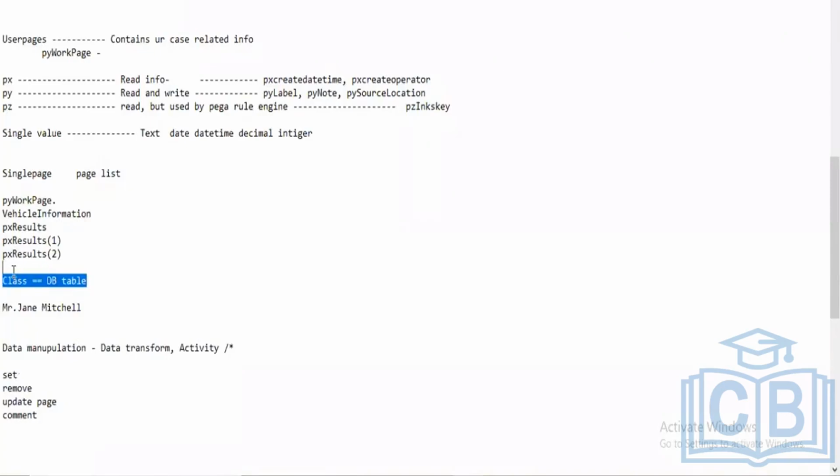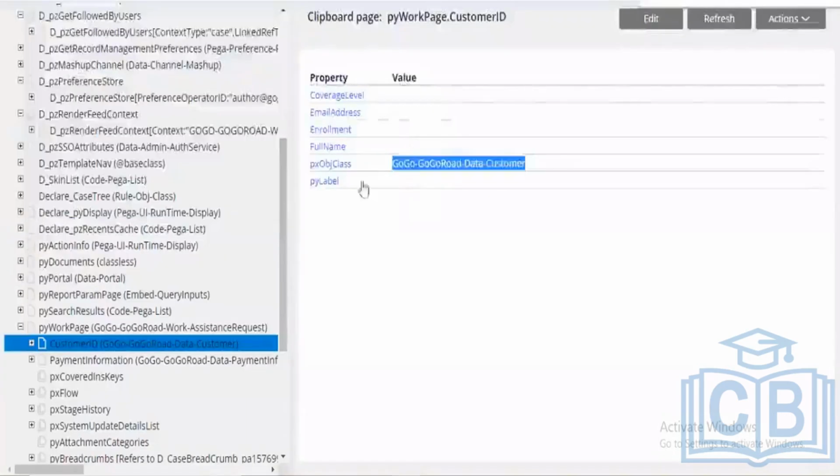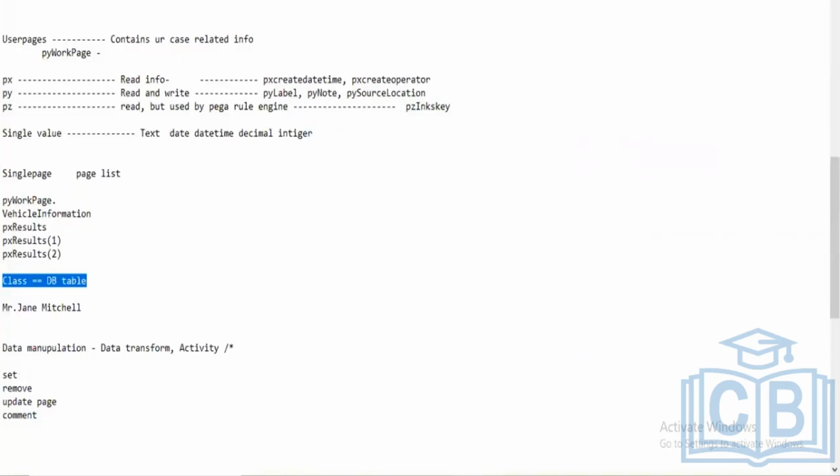What is happening here? The information which is present on this page will be stored in a DB table that is mapped to this particular class. Now let's see the other methods. Update Page.